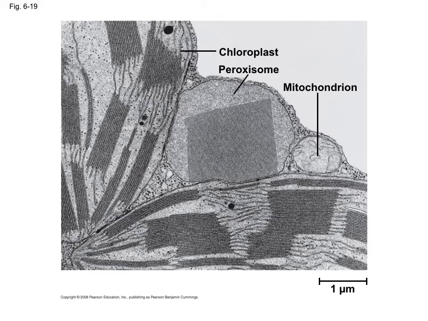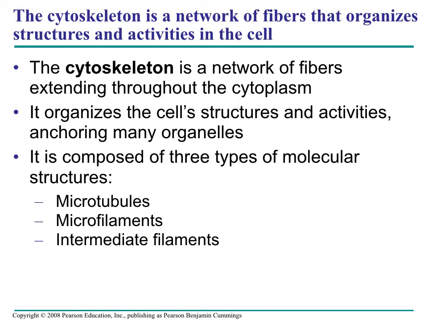The last component of the cell that we're going to talk about today is the cytoskeleton. This is a network of fibers that extend throughout the cytoplasm, and it organizes the cell's structures and activities, anchoring many of the organelles. It's a composite structure of three different types of molecules: microtubules, microfilaments, and intermediate filaments. This is basically the railroad system, or the walkways, that connect all the different organelles within the cell.